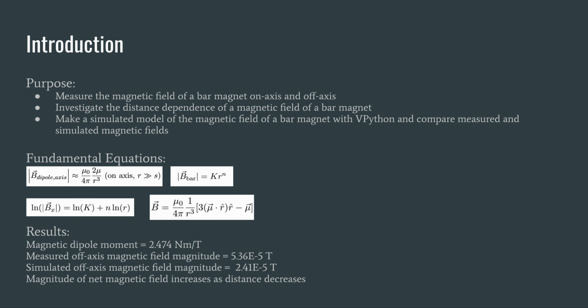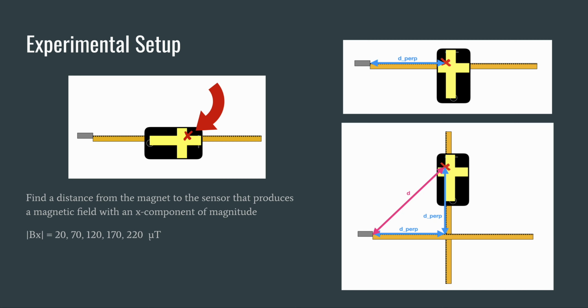and the main results of this experiment were that the magnetic dipole moment was equal to 2.474 Newton meters over Tesla. The measured off-axis magnetic field magnitude was equal to 5.36 times 10 to the negative 5 Tesla. The simulated off-axis magnetic field magnitude was equal to 2.41 times 10 to the negative 5 Tesla. And the magnitude of the net magnetic field increased as the distance decreased.